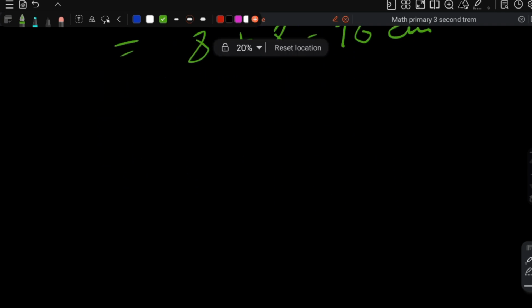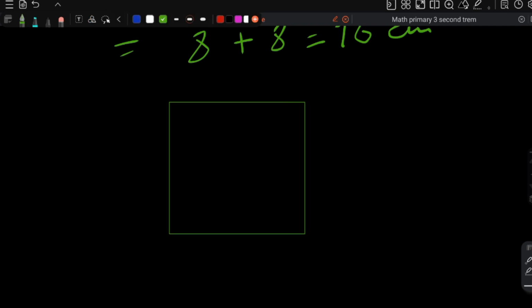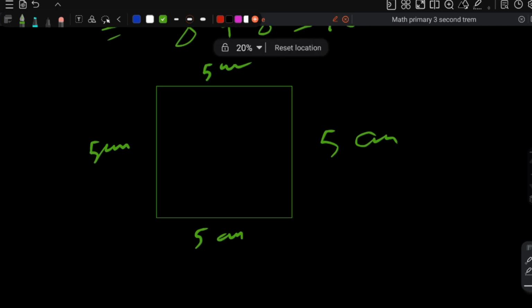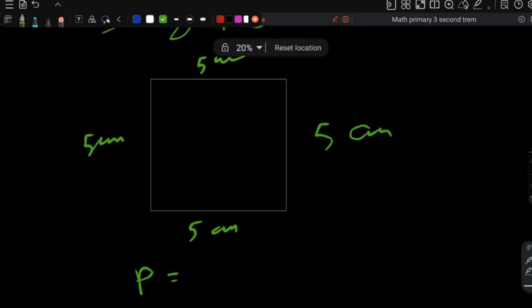Okay, if I give you another square, let's make it like this, and this side will be 5 centimeters, and this one is 5 centimeters, and this one is 5 centimeters also, and this one is 5 centimeters. Okay, and they asked you to find the perimeter. As we see here, we have a repeated 5, repeated addition, right? So we can convert this repeated addition.